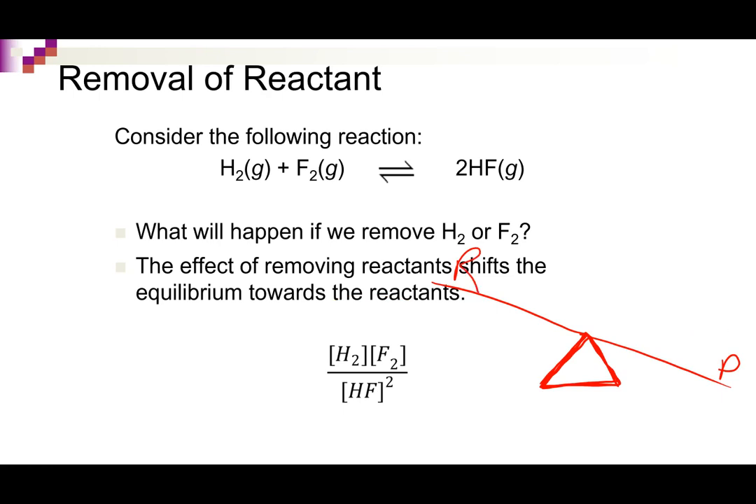Reactant side got lighter. So the products are feeling the stress. The products are feeling heavy. So if I remove the reactants, which way is this going to push? Yeah, towards the reactants. So the effect of removing a reactant will shift the equilibrium towards whatever it is that we removed. Okay.